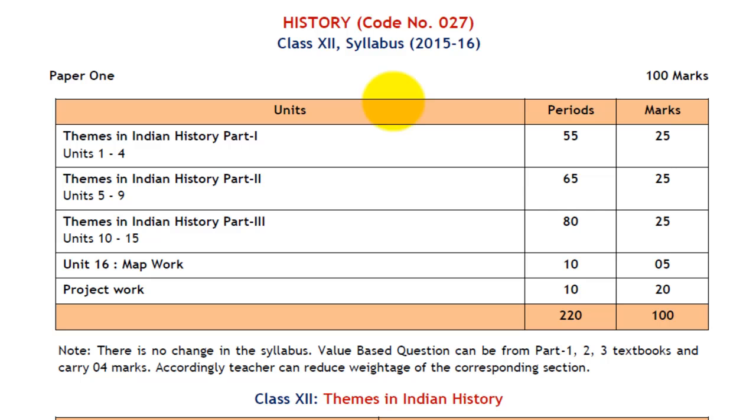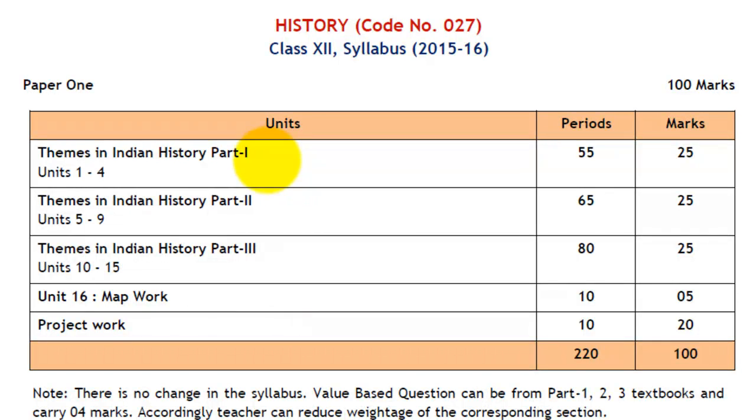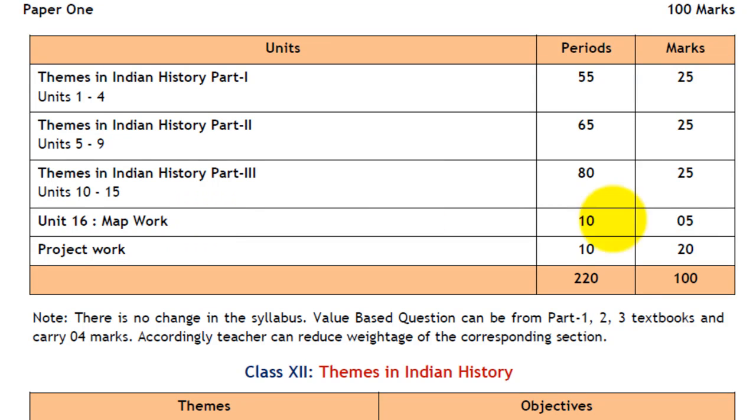Here you can see the different units and the marks given to them. Units 1 to 4, based on Themes in Indian History Part 1, will carry a total of 25 marks. Part 2, that is Themes in Indian History units 5 to 9, will carry 25 marks. Part 3, that is units 10 to 15, will also carry 25 marks. The map work, that is unit 16, will carry 5 marks, and the project work will be of 20 marks, totaling to a 100 mark paper.